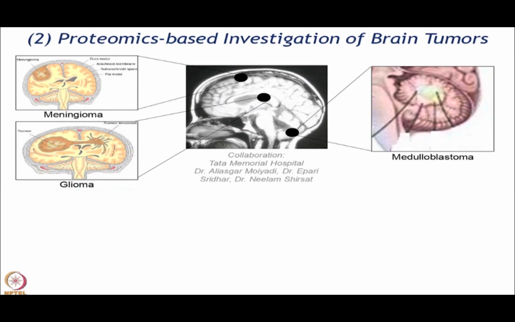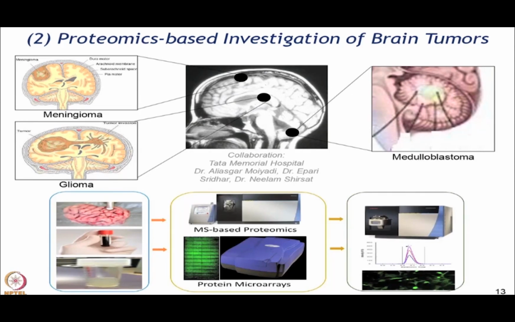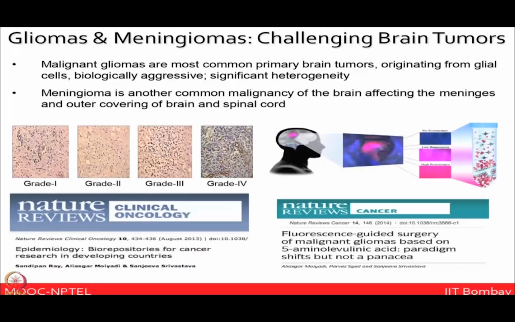To do this kind of project we collaborated with doctors from Tata Memorial Hospital as well as ACTREC in Mumbai, and we tried to utilize various types of workflows and approaches to use proteomics to investigate these problems. But let us give you a brief of gliomas and meningiomas, which are very challenging brain tumors. Most of these brain tumors are very heterogeneous, and the available WHO classification is based more on cell morphology and some immunohistochemistry based biomarkers.